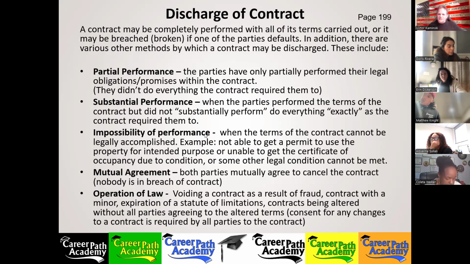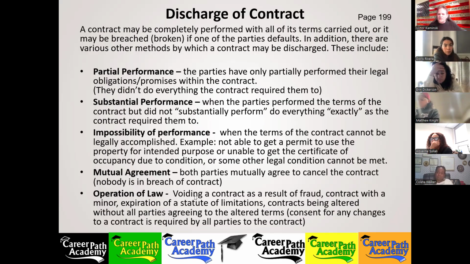Impossibility of performance means that the terms of the contract cannot be legally accomplished for some reason. Maybe they can't get the permit to do a construction, or maybe they change the zoning laws, or they're unable to get a certificate of occupancy, or some other legal condition cannot be met. Or by mutual agreement, both parties can just agree to cancel and back out, right? That's the way to discharge the contract. Nobody will be in breach in that case.